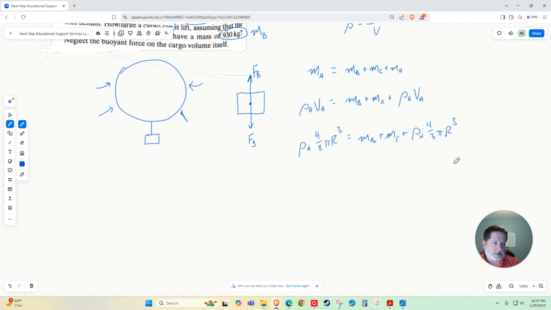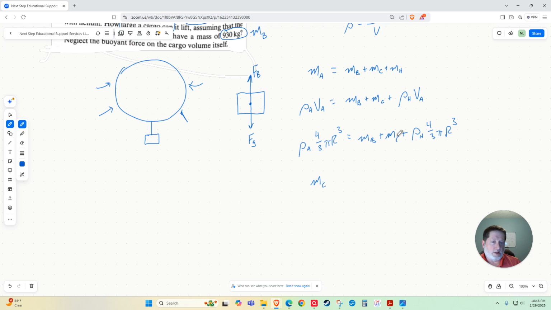As per usual, I'll take as many steps as you need. As you get more proficient, you'll be able to do this much quicker. For me, I want this mass by itself, so I'll move the mass of the balloon to the other side, so that'll become negative. I'm going to move this, effectively the mass of the helium, over to the other side, factor out the 4/3 pi r cubed, and just get the difference of these densities.